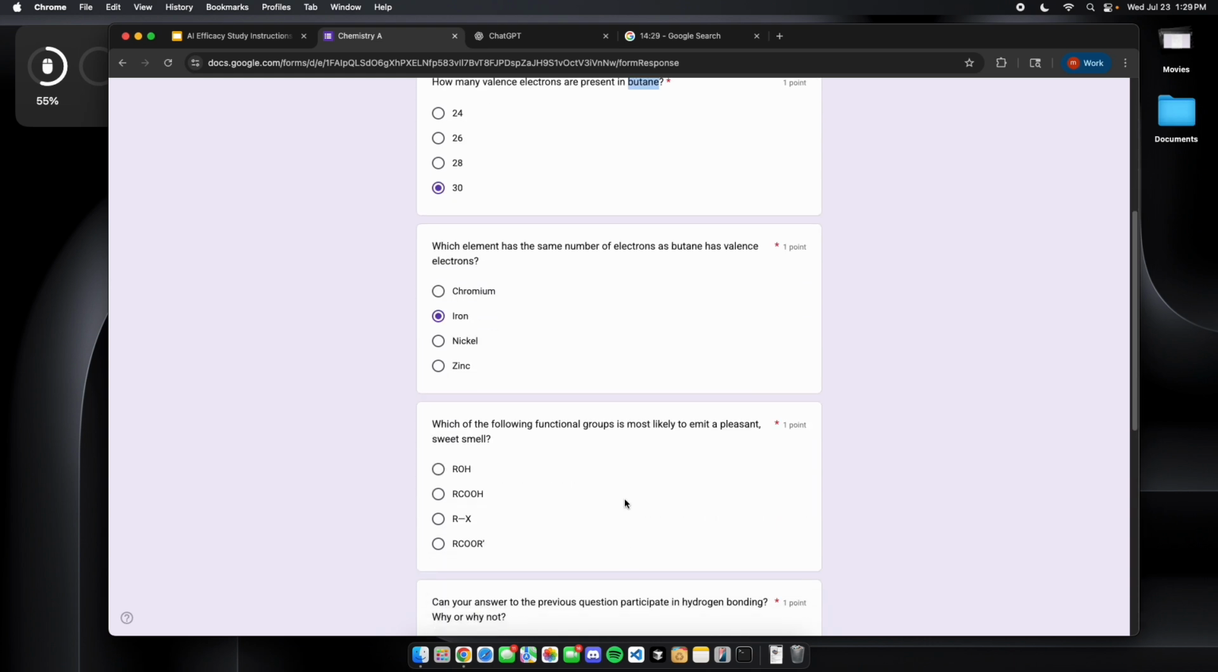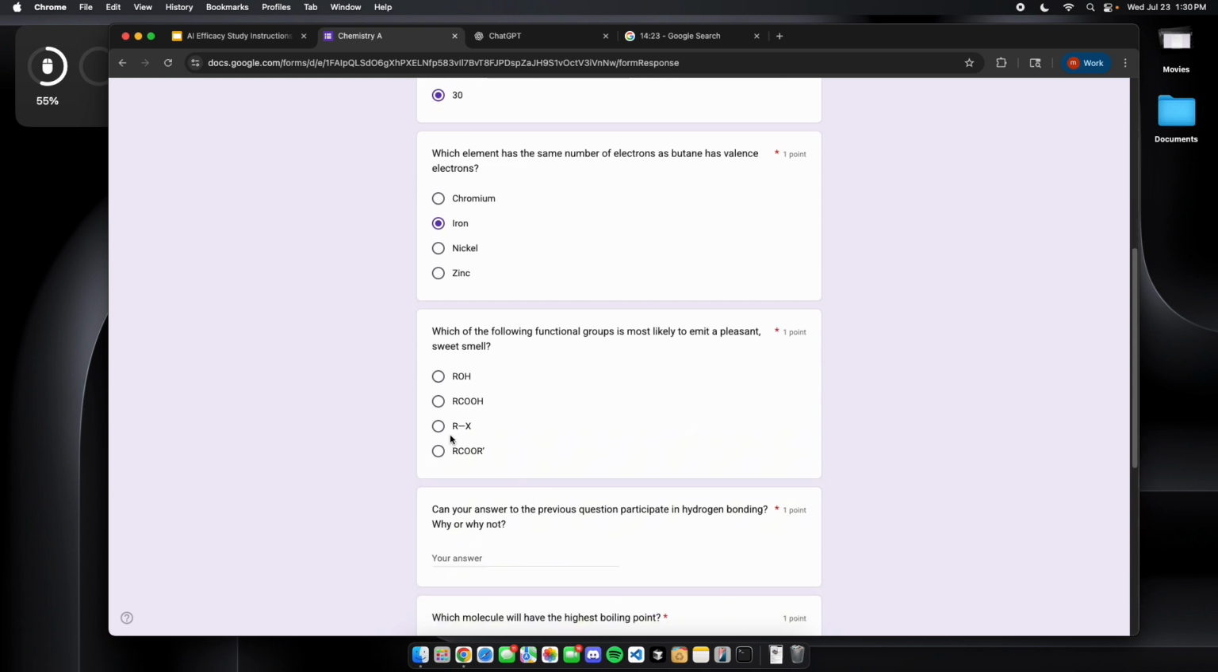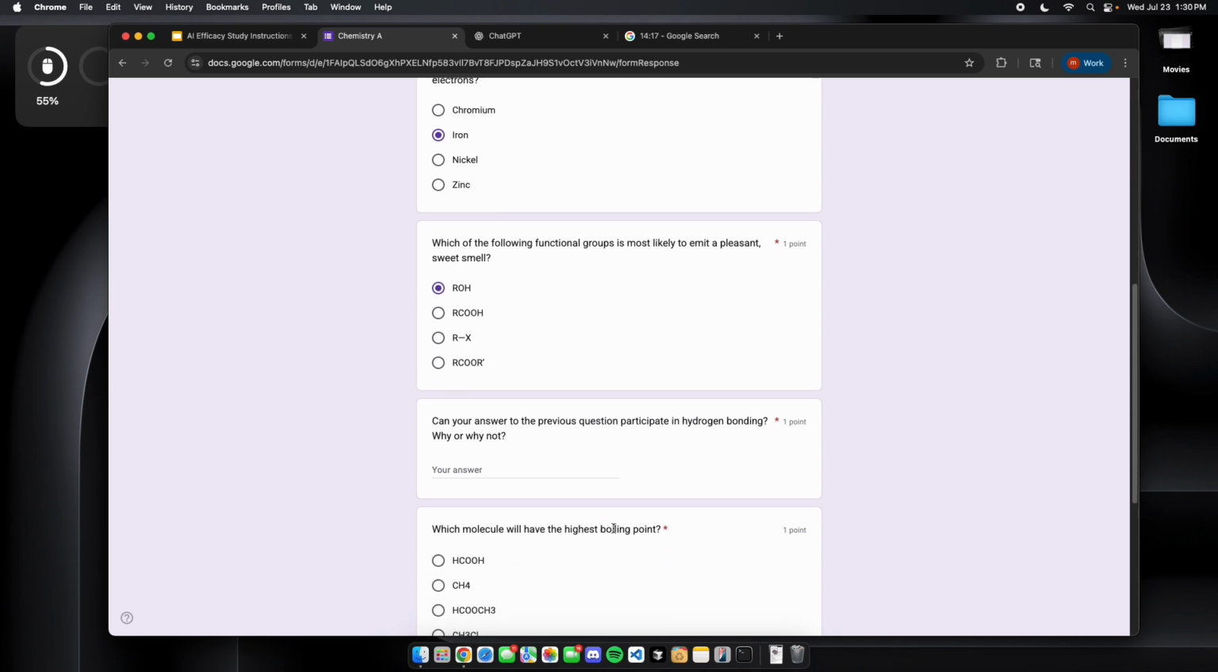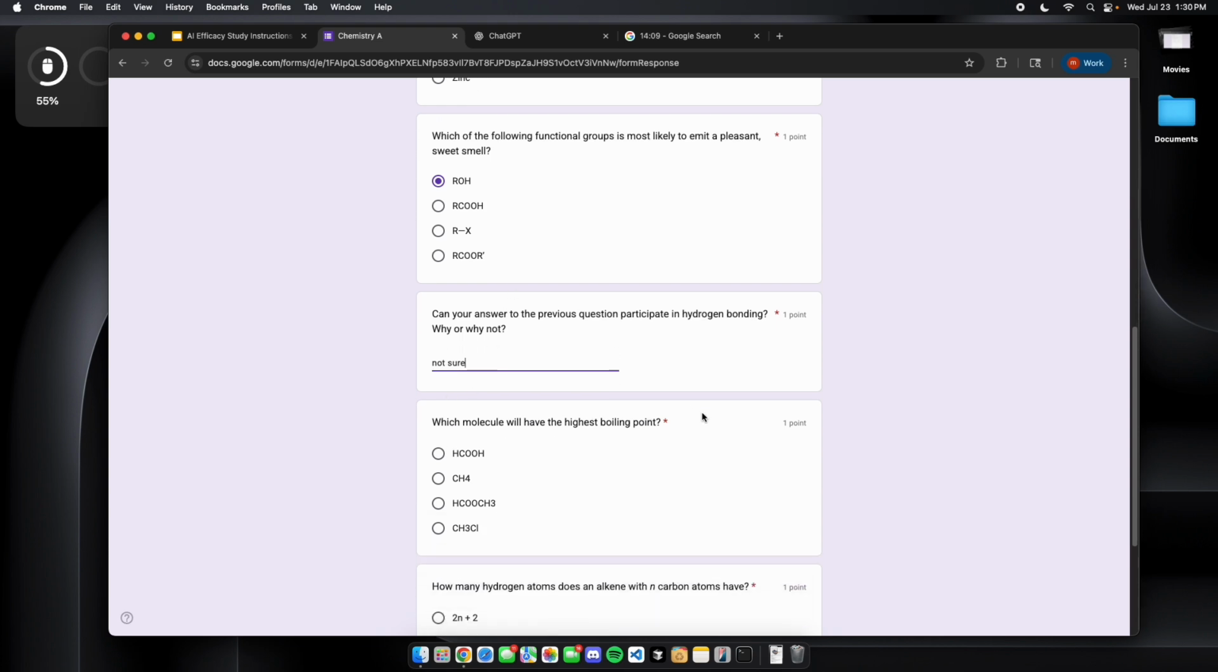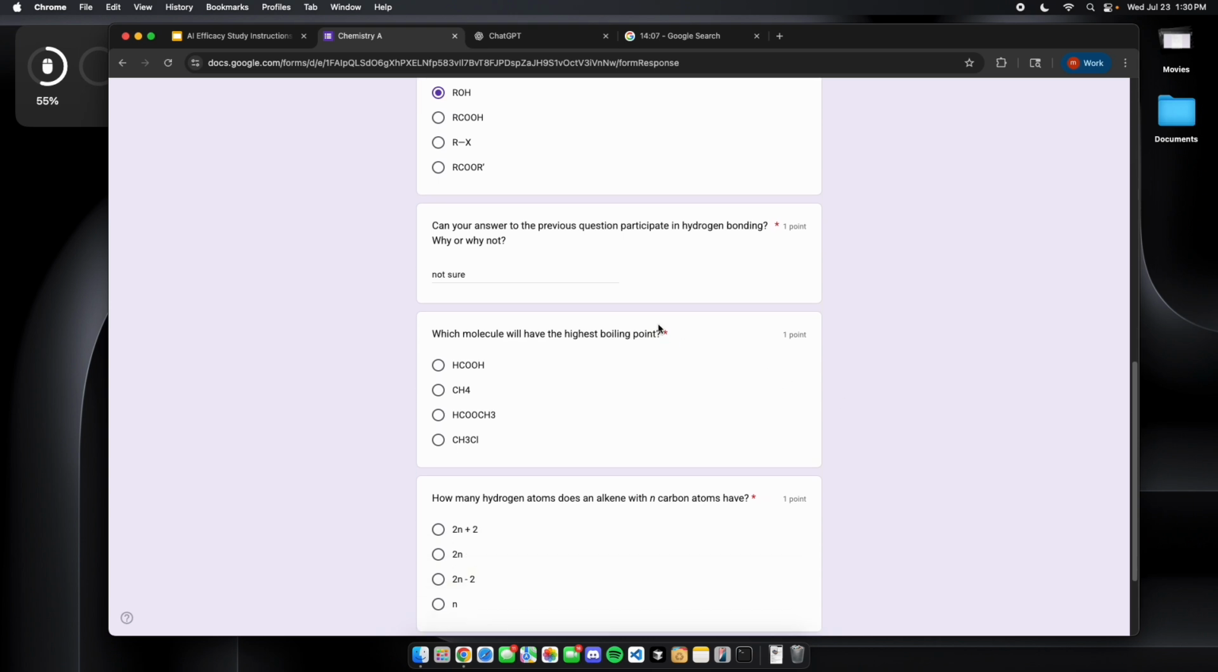Iron? Which of the following functional groups is most likely to emit a pleasant sweet smell? Sweet smell. Go with this one. Can your answer to the previous question participate in hydrogen bonding? Not sure. With my knowledge, I can't really answer that.